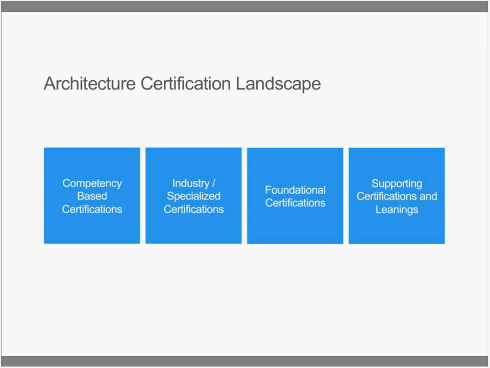It's important when you look at the chart that it's tailored for enterprise architecture specifically, and not any other variation of domain architecture such as security architecture or business architecture as specific disciplines, focused on enterprise architecture as a whole. So I'll get into these 4 core areas. The first is competency-based certifications. Next, industry specialized certifications, foundational certifications, and the supporting certifications and learnings that complement the rest.